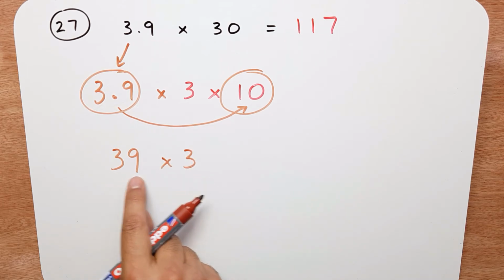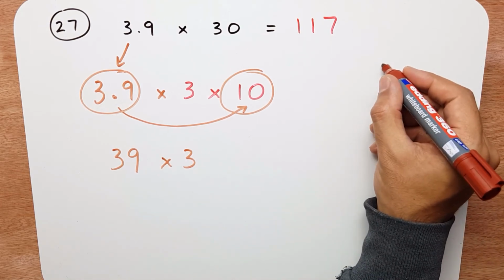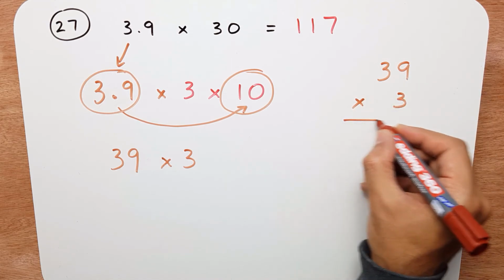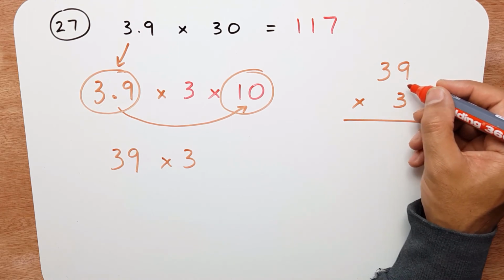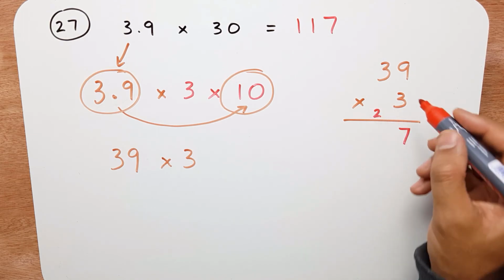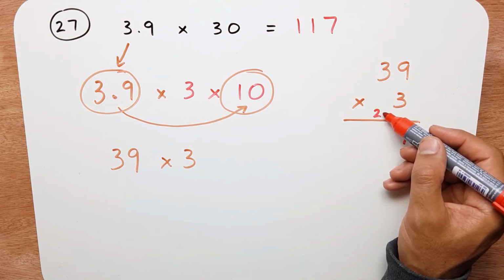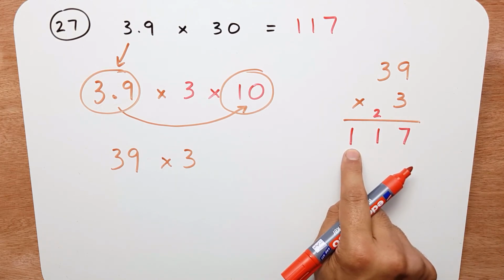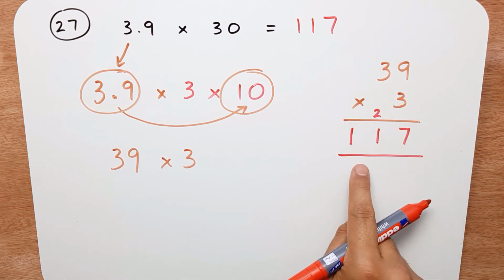Now my calculation's two whole numbers, 39 times 3. So I can do that as column multiplication. 39 times 3. There you go. Right, so you have 3 times 9 is 27. And we carry the 2. 3 times 3 is 9. Plus the 2 we've carried over makes it 11. So we put the 1 down and carry the 1 over into the next column. And we can write it straight down because there's nothing else to do. So our answer, as before, is 117.